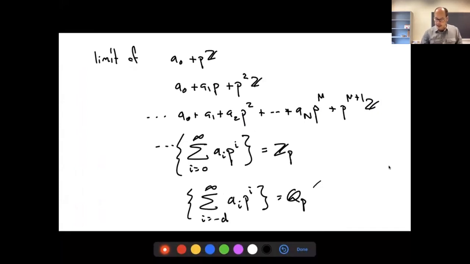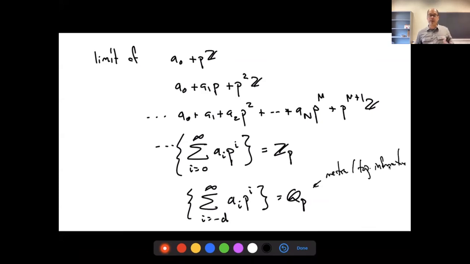This field Q_p has metric or topological information. We can say whether or not two things are close by saying that their reverse decimal expansions agree up to some point. And so there's a notion of closeness here.